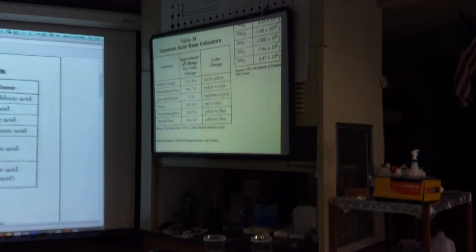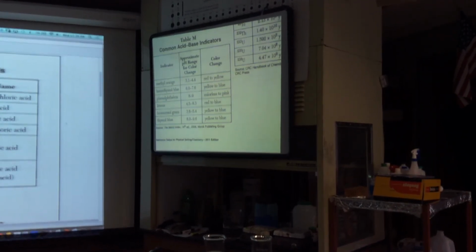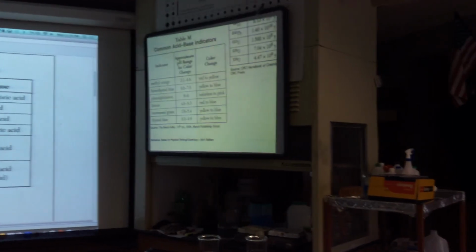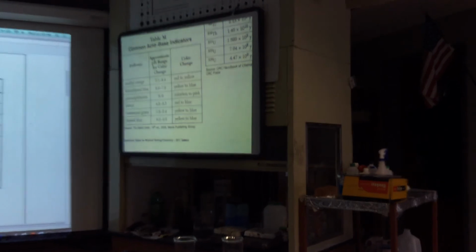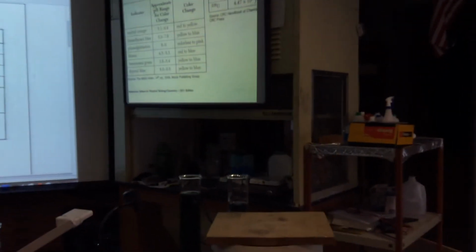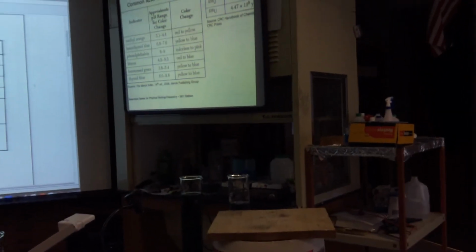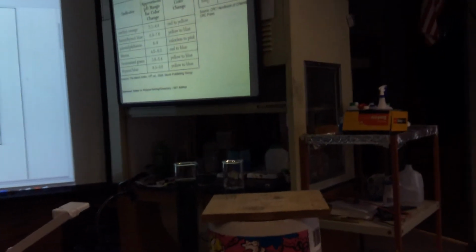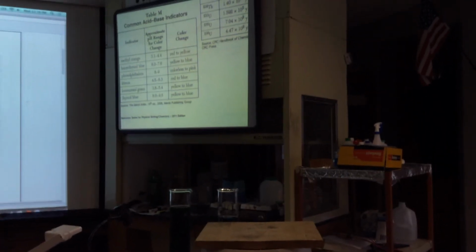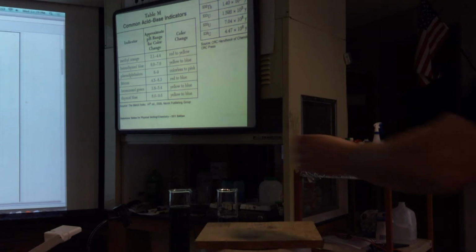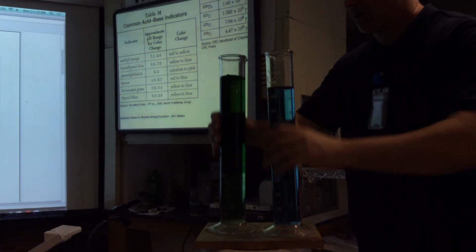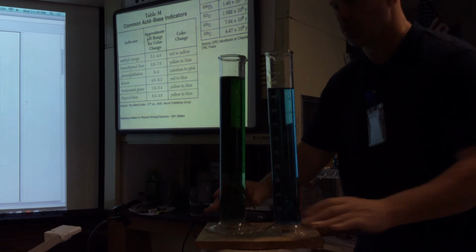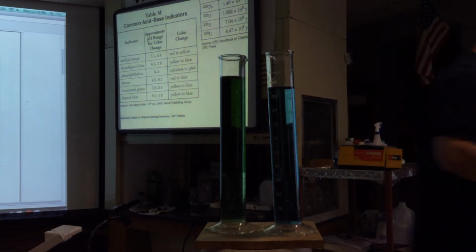Okay, let's lower this so everyone can see what I'm talking about. Alright, put that right there. And, okay, so what I have here is two indicators. I've got bromothymol blue on the right, and something called universal indicator on the left, and I'll talk about that in a second.